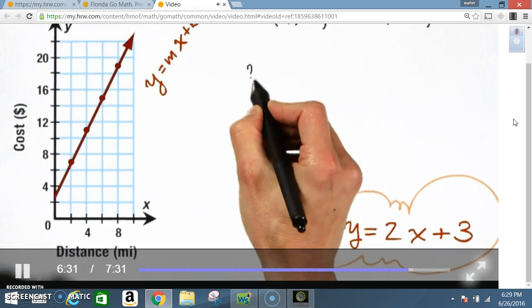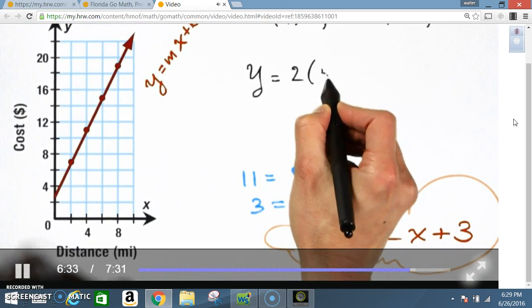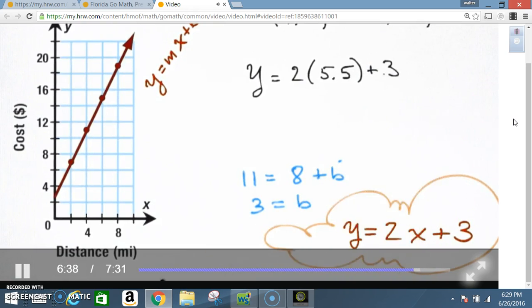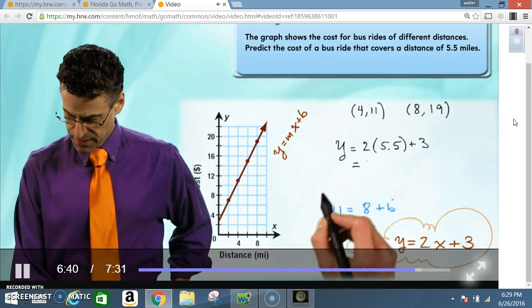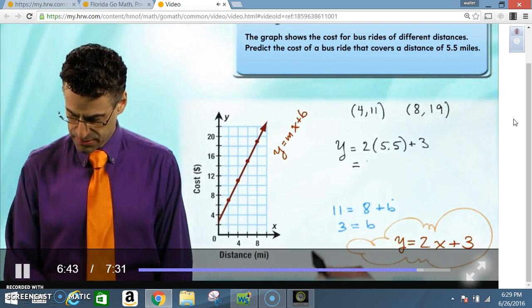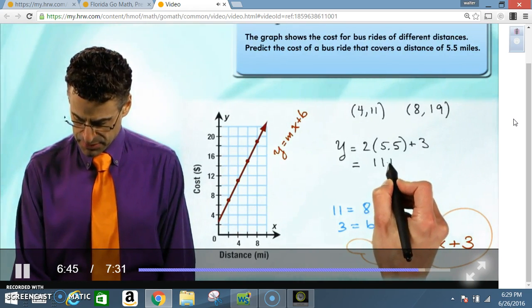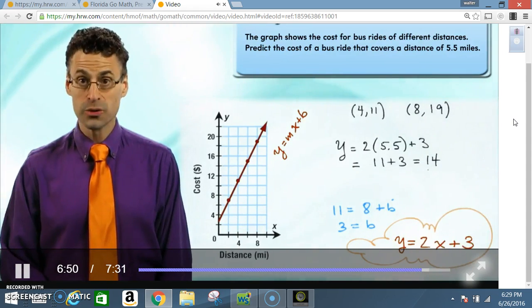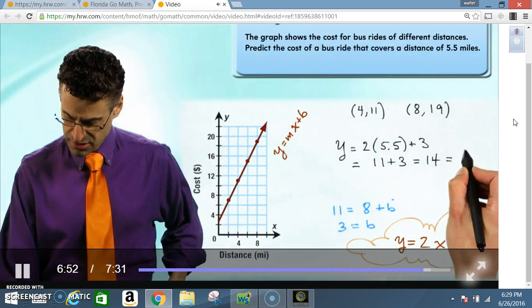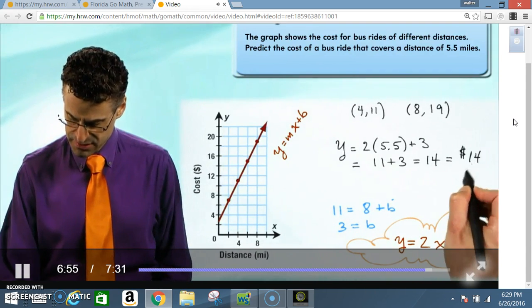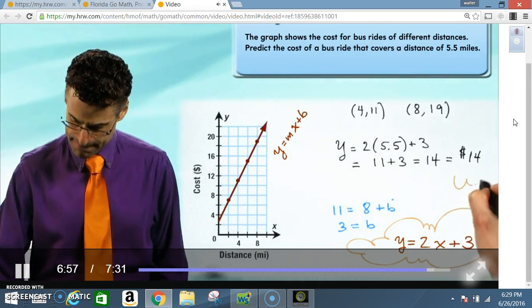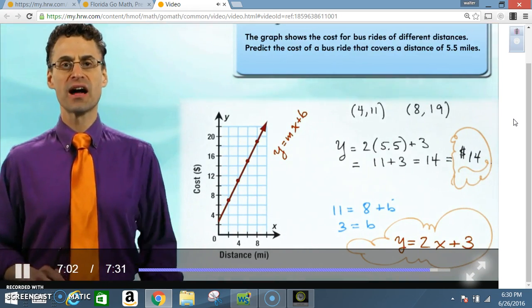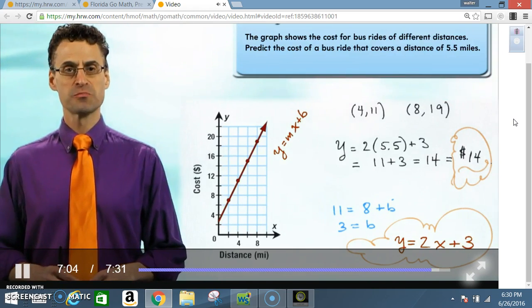I can write y equals 2 times 5.5 plus 3. And so what does that equal? Well, 5.5 times 2 is 11, plus 3 is 14. And so what is 14? Well, that represents the dollars. So it's going to cost $14, and that is our answer. It's going to cost $14 to travel 5.5 miles on this bus.